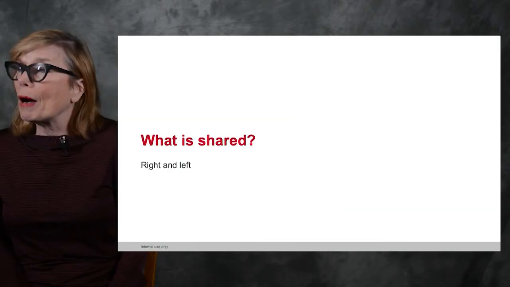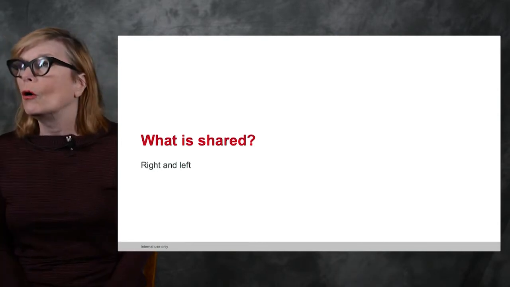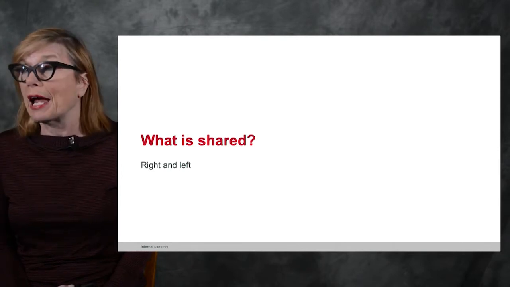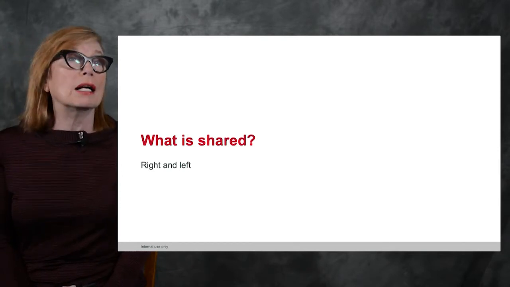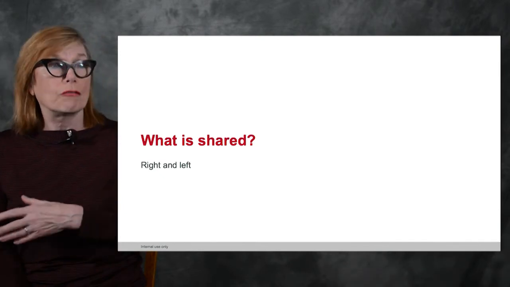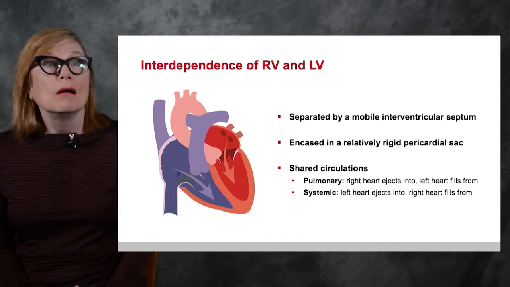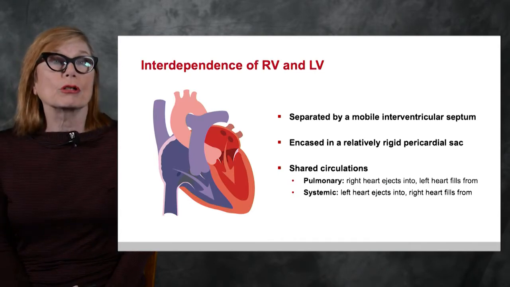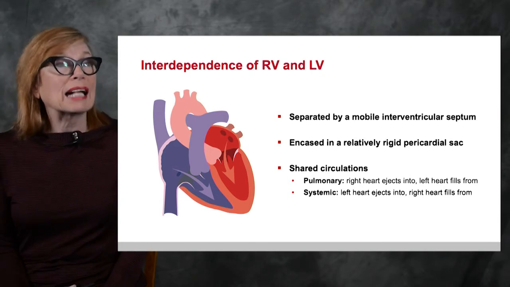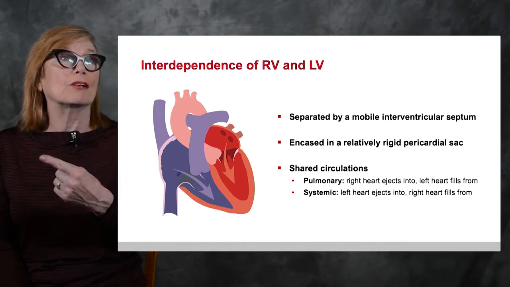So let's think about what's shared in this intimate marriage of the right and left ventricle. What is shared? Because if you don't understand what's shared, then you don't understand what uncouples and what kinds of things affect more significantly one ventricle versus the other. Okay, so what is shared? The right and left ventricle share a mobile intraventricular septum. That's the wall that divides the right and left heart, and you can see it plainly in this little cartoon.